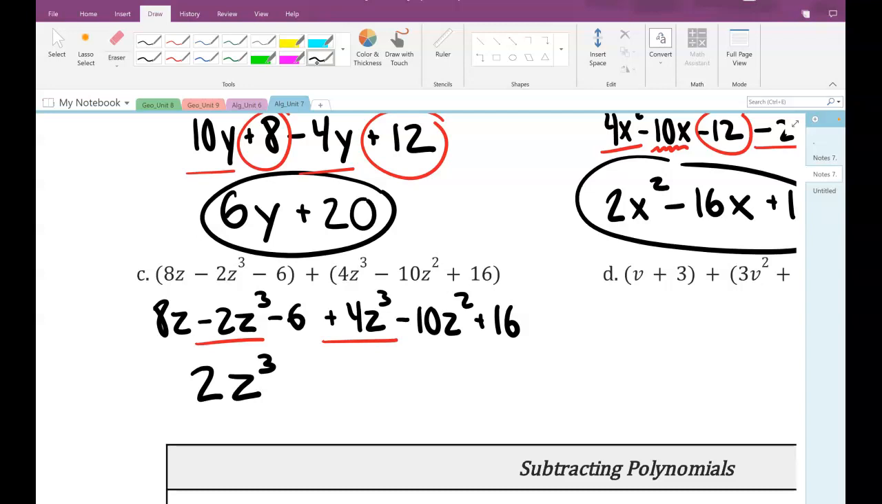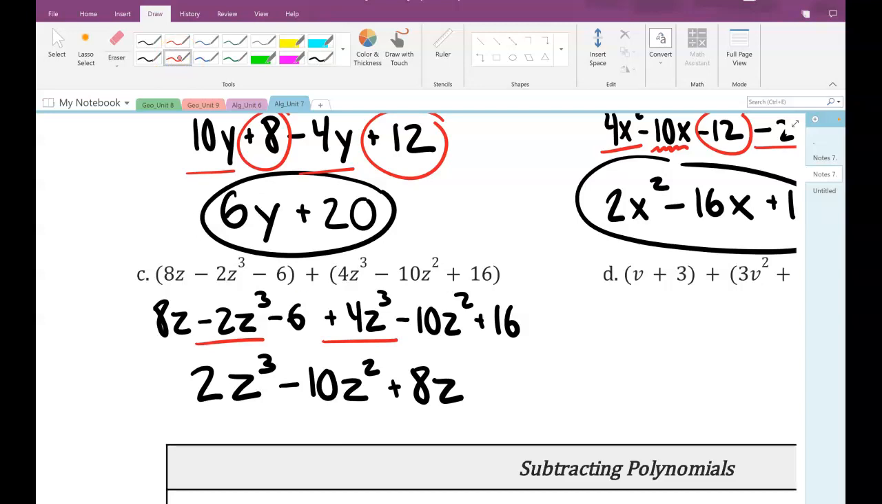My next highest term would be the squared term. I have nothing to combine it with though. This is the only z squared term. So if I can't combine it with anything, I'm just writing it into my final answer: 10z squared. Same thing for 8z. I don't have any other z terms to combine this with, so I'm just putting it into my final polynomial. So I'm going to go plus 8z.